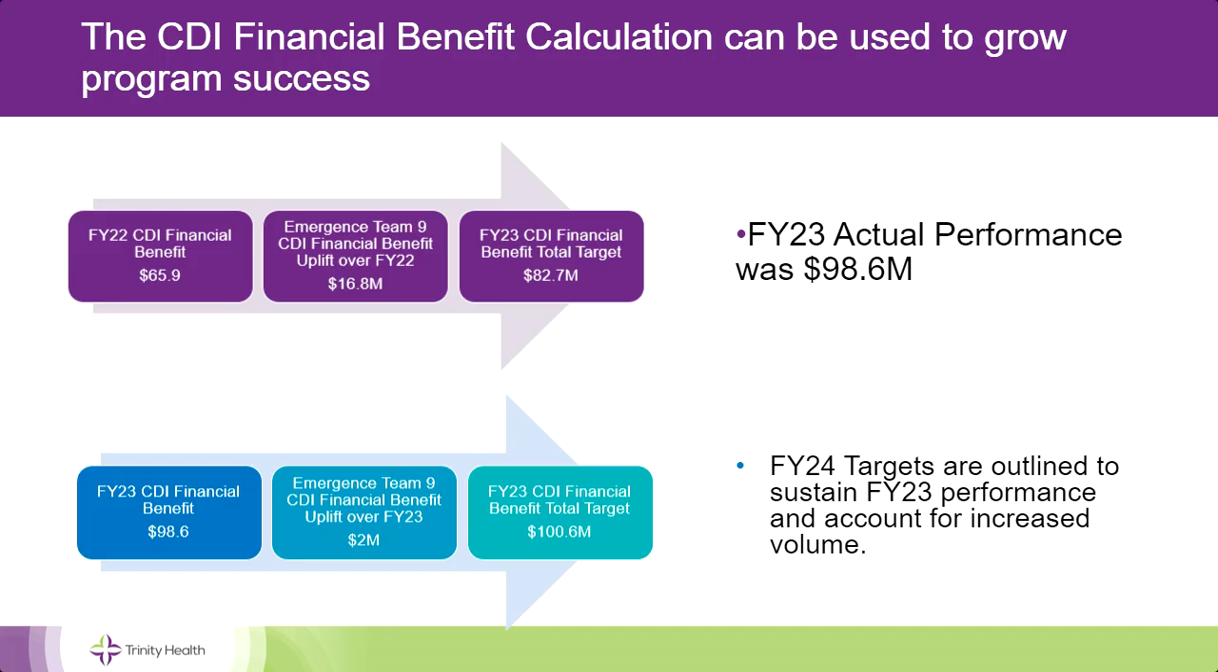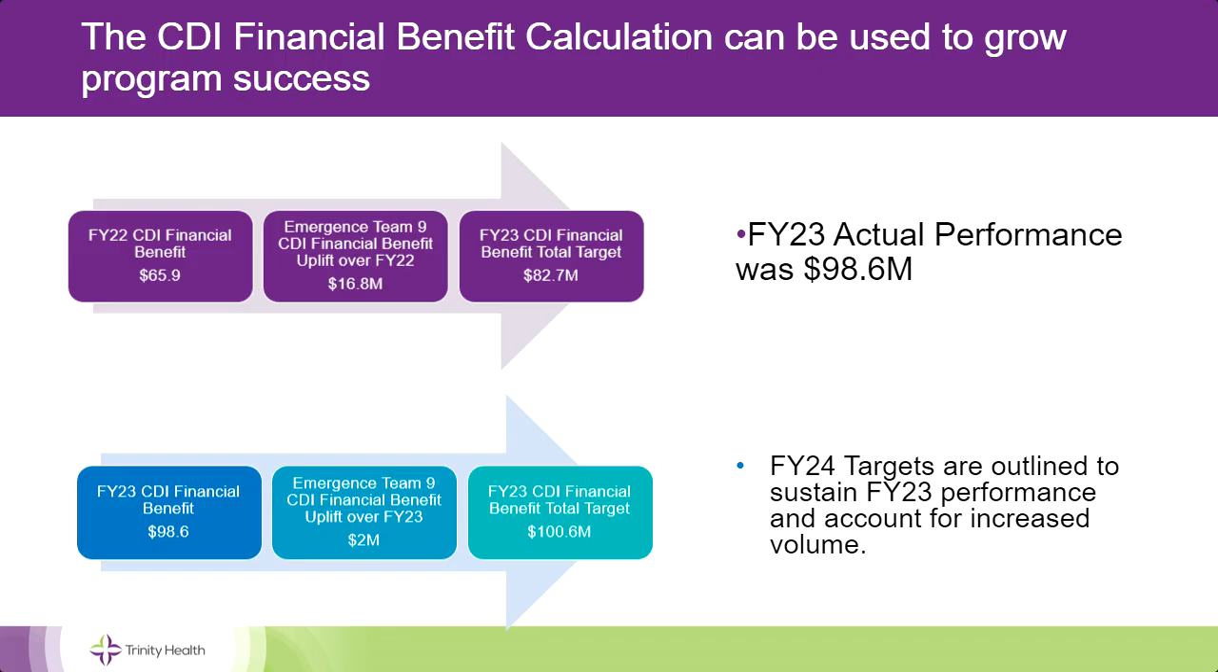For fiscal year 24, we do have targets. We were asked to set those targets, and really our first goal was to maintain what we had achieved already in fiscal year 23. Typically, when you have these types of improvement initiatives, you get that big bump, and then over time, performance fades because people fall back to their old habits. Maybe you don't pay quite as much attention. So our goal really was to maintain that $98 million.